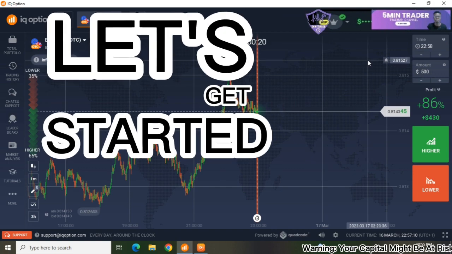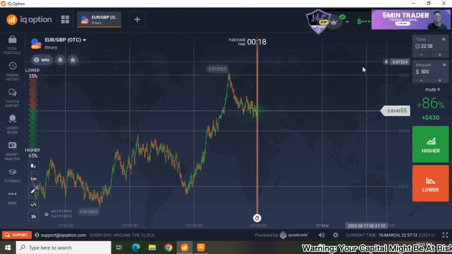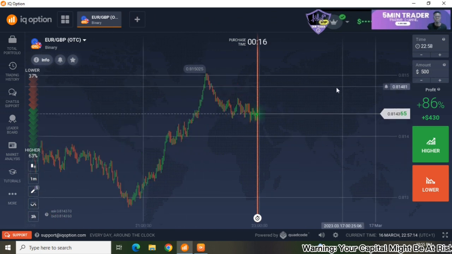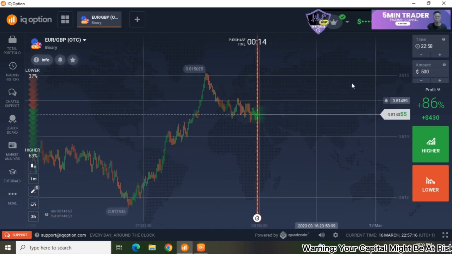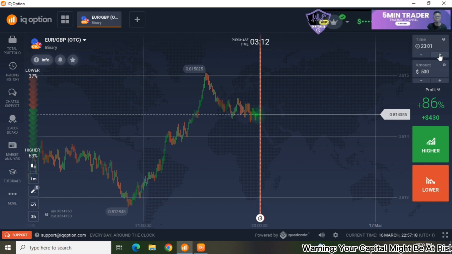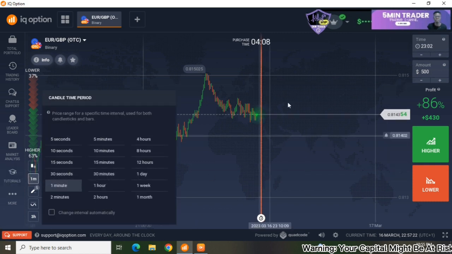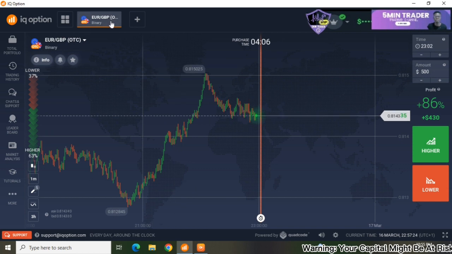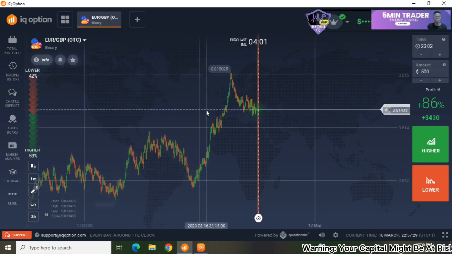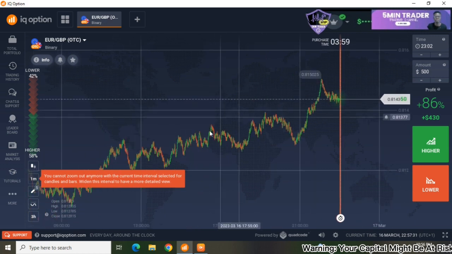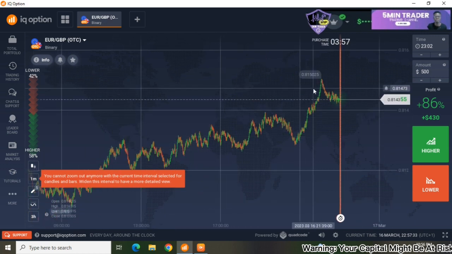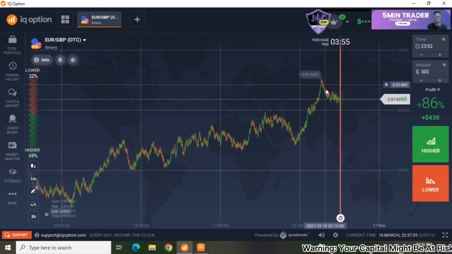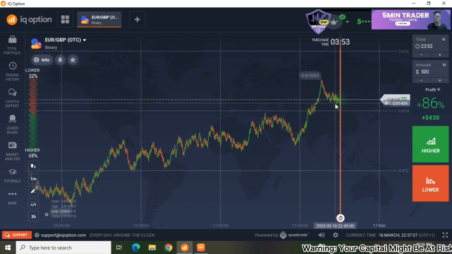So the first thing we are going to do is analyze this chart. We are going to be taking a trade for 5 minutes. I will have that set up, and this is a 1 minute candle time frame, as you can see here, and this is the Euro GBP currency pair. So we try to analyze this chart. You can see that this is a smooth uptrend situation and the market is currently in its retracement phase.